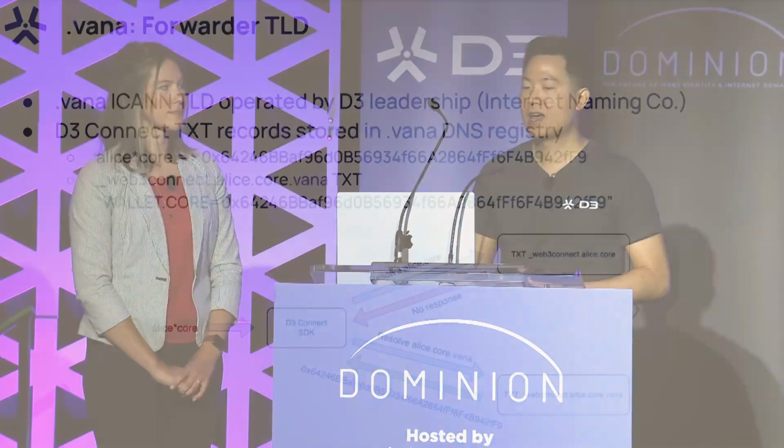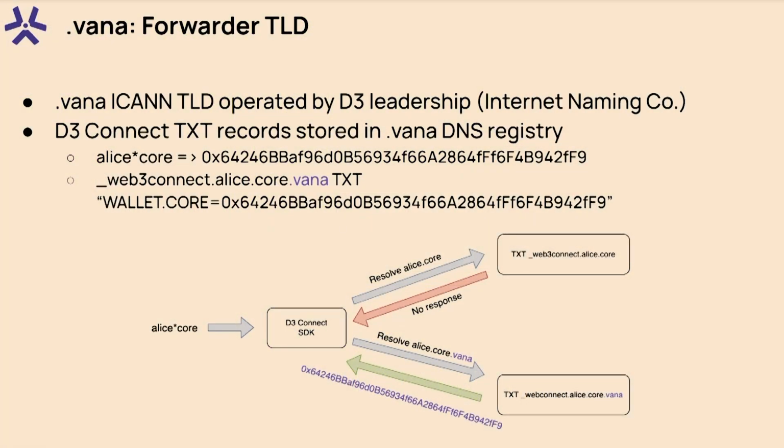Now, you might be wondering, for our partner TLDs that are still pending ICANN application, how are we storing these records in DNS? Well, the solution is to use a forwarder TLD in the interim called Vana. And .vana is an existing ICANN top-level domain that's operated by D3 leadership. With this, every D3 name will be represented in DNS with the .vana extension.